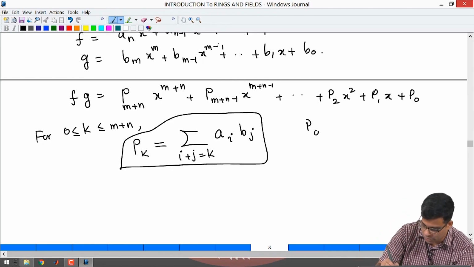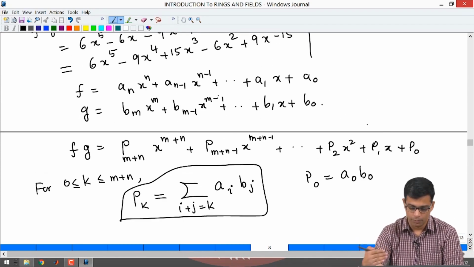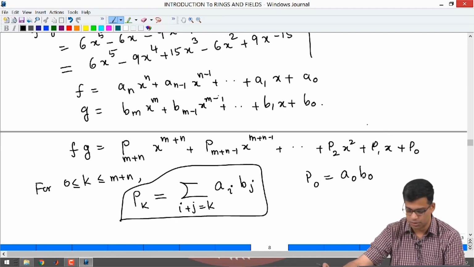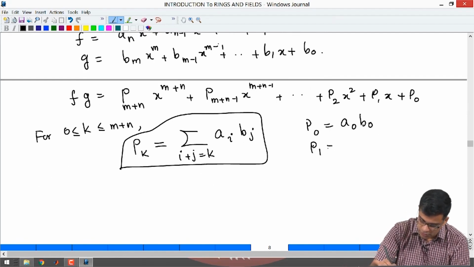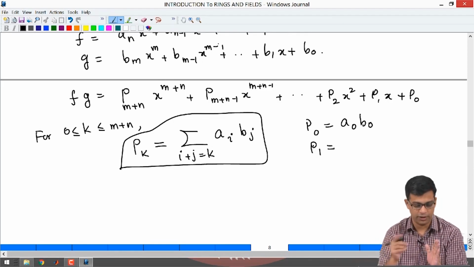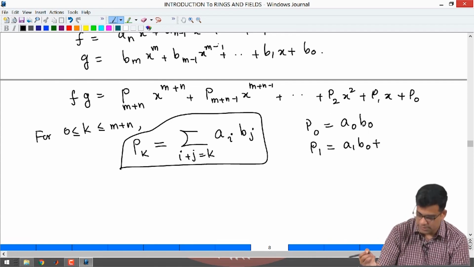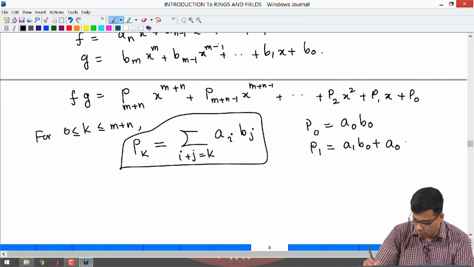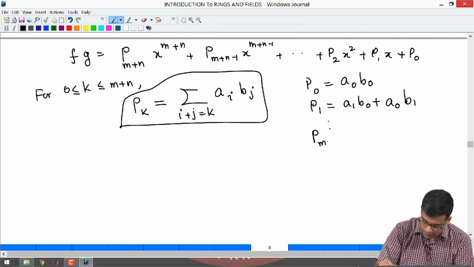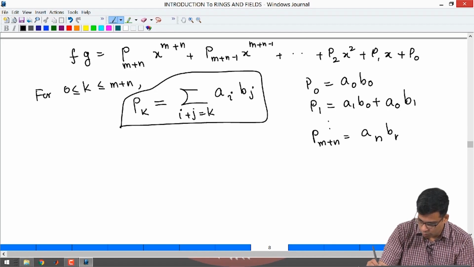In particular we know p_0 will simply be a_0 b_0, which is not surprising, because to get the constant term of fg there is only one possibility: you have to multiply the constant terms of f and g. Similarly, what is p_1? To get the linear term of fg, you can multiply the linear term of f with the constant term of g, that will give me a_1 b_0. Similarly, I can multiply the constant term of f with the linear term of g, and so on. And finally, what is p_(m+n)? This is simply a_n b_m.